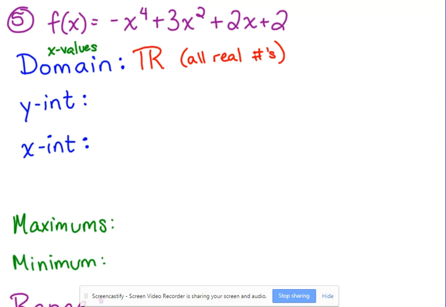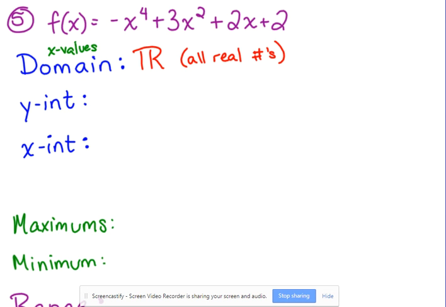Here's why. I can plug any number I want to. Positive, negative, decimal, fraction, doesn't matter. I can raise it to the 4th power, I'm going to get an answer. I can square it, I'm going to get an answer. I can multiply by 3, I'm going to get an answer. I can add and subtract all those numbers together, I'm still going to get an answer.